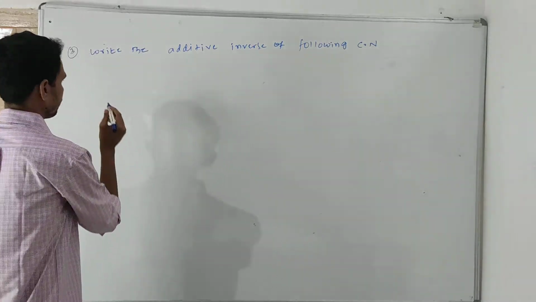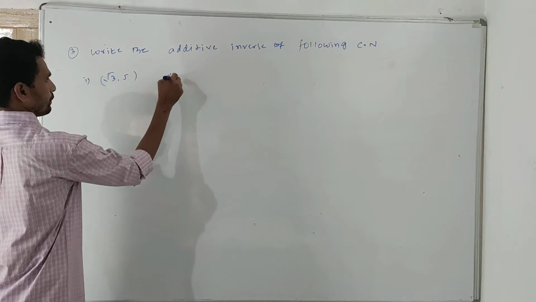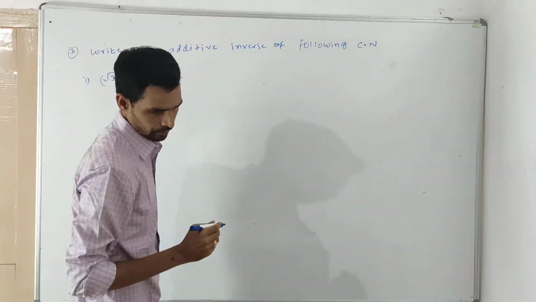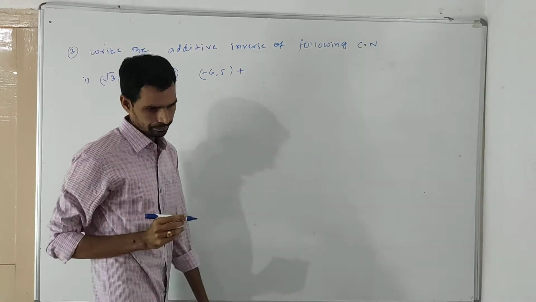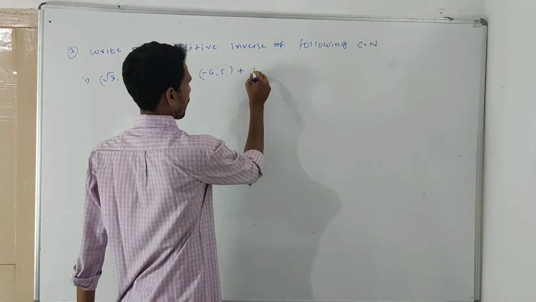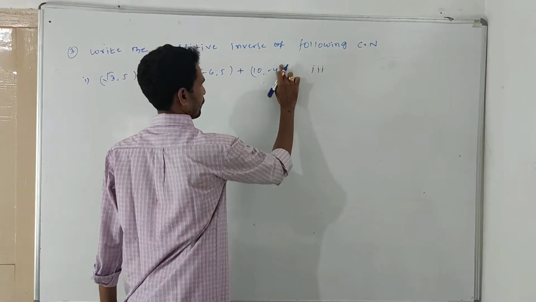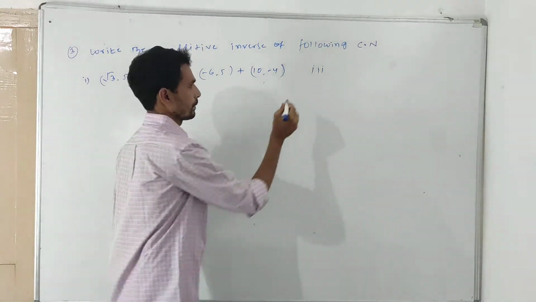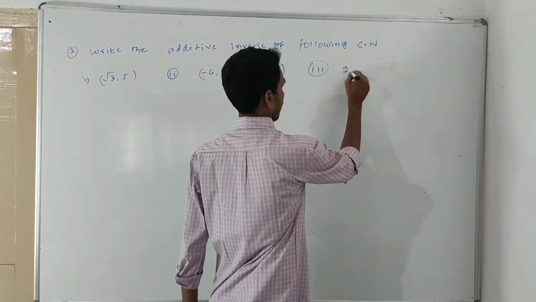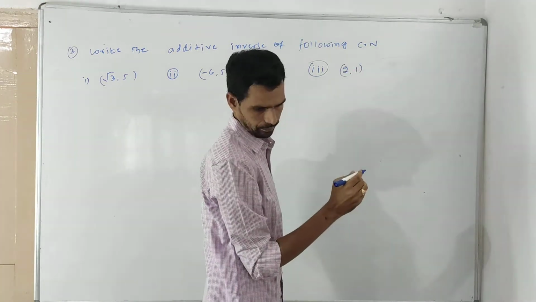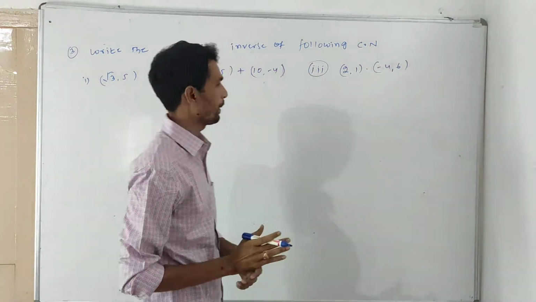First problem is here: √3 comma 5. Second one: -6 comma 5. Plus 10 comma -4. Third one, what is third one? Third one is 2 comma 1 into -4 comma 6. Okay, once again I will repeat.